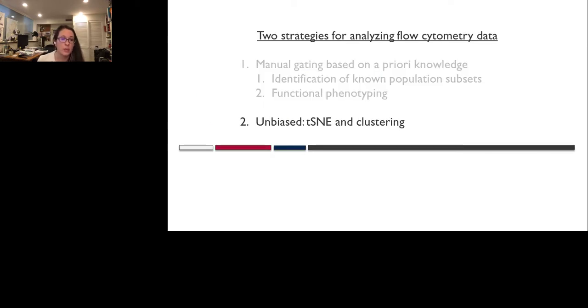So the second method we used was unbiased clustering. And this was a combination of using t-SNE and clustering performed through the Cytobank web tool. And it was really important to us to be able to have an unbiased way of analyzing the data. Because COVID-19 is not very well characterized, we didn't want to necessarily miss anything because we were only looking for the cells that we already knew about.